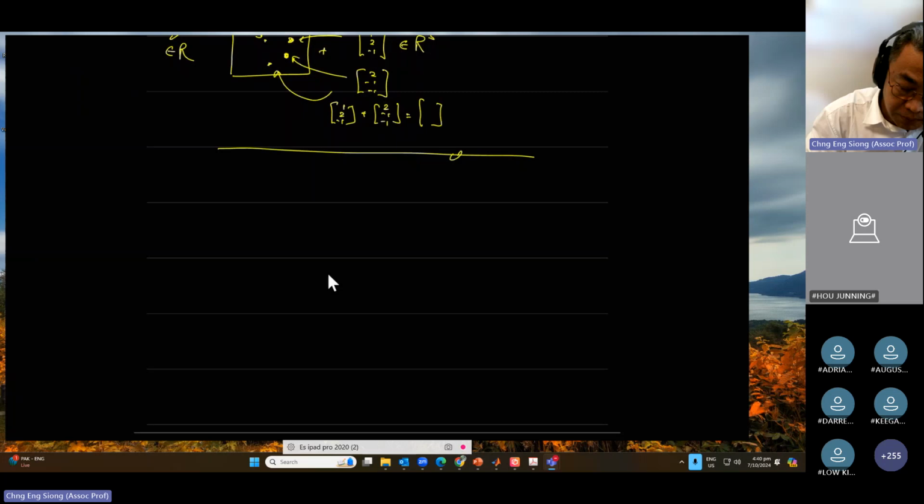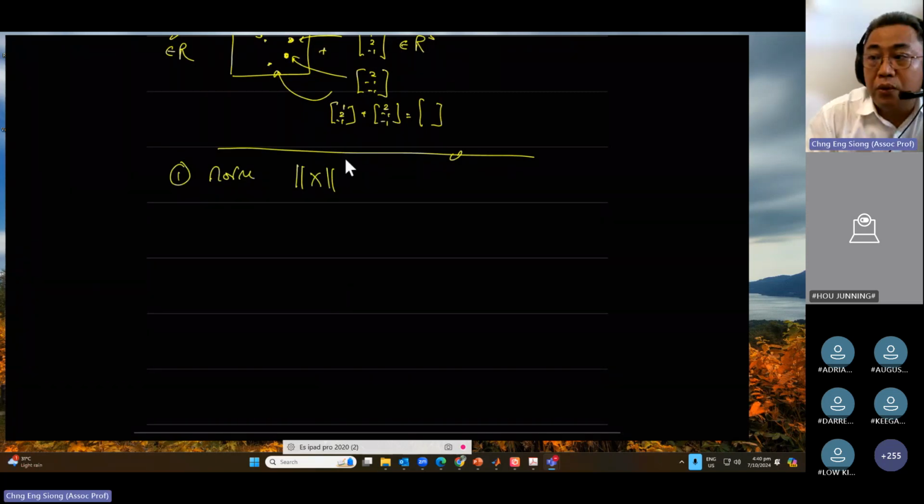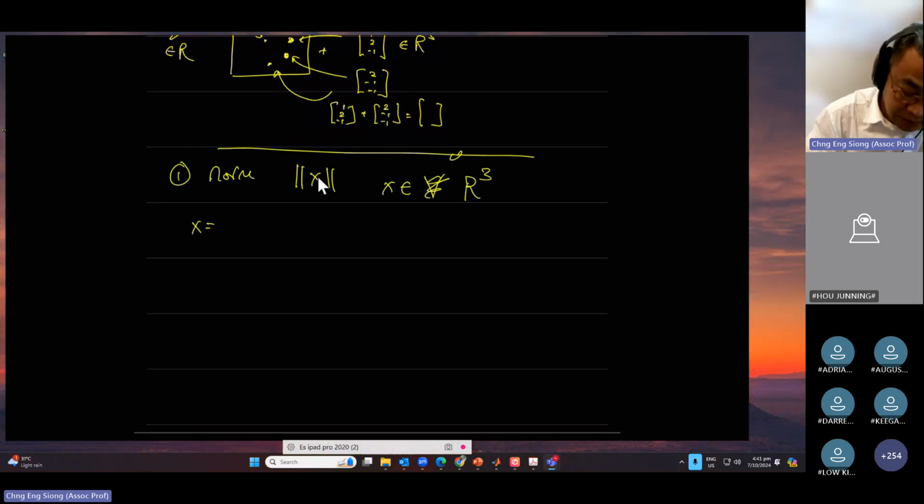One, norm. So we want to introduce the concept of the norm of a vector. So X belongs to some vector space. So maybe we concretely say R3, for example. All right. And then we give you a simple example of X. Oh, well, I use V. So let's use V then.